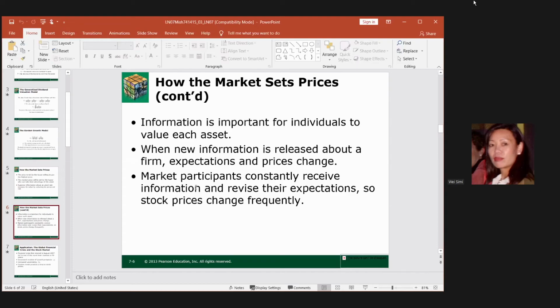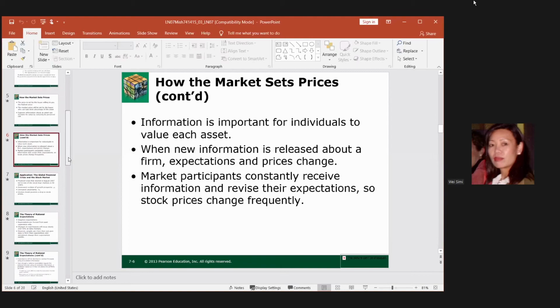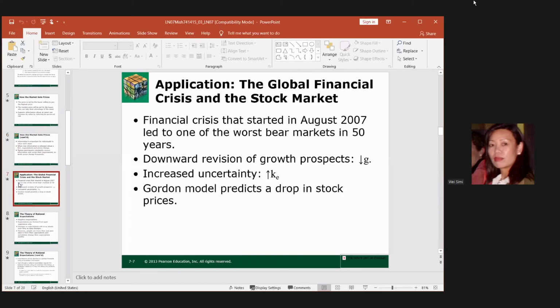That's why you have to be a long-term investor, because if it's short-term, you're going to go crazy, right? So that's easy to understand now. What about this? We're going to use the Gordon growth model to do this analysis.